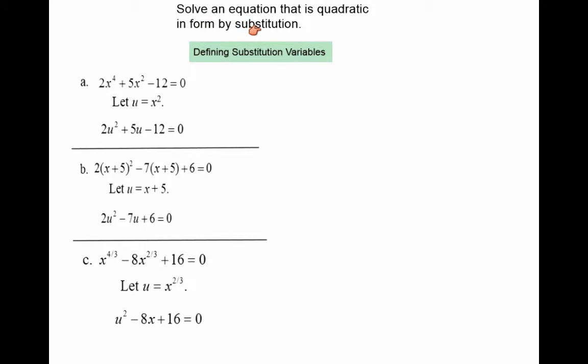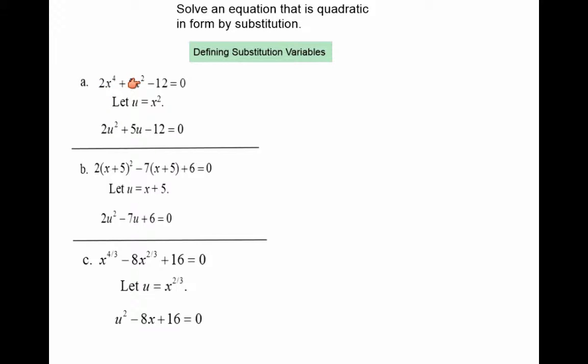Solve an equation that is quadratic in form by substitution. Let's see what type of equations we can use the substitution method for. Here we have 2x to the power 4 plus 5x to the power 2 minus 12 equal to 0.